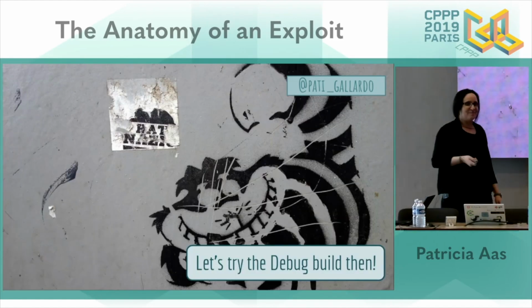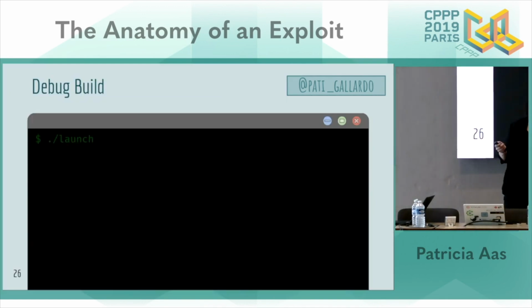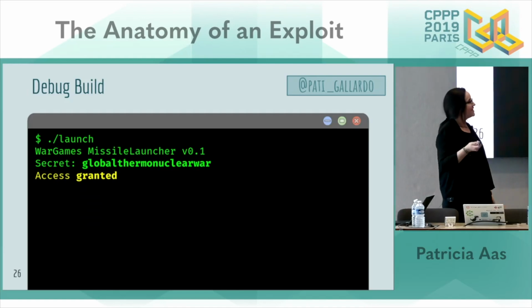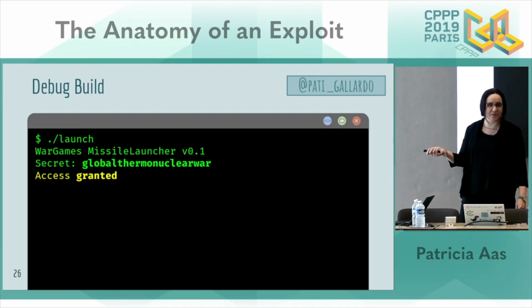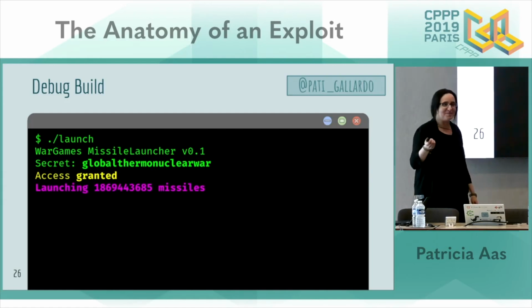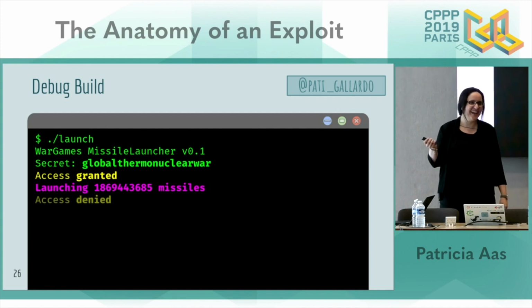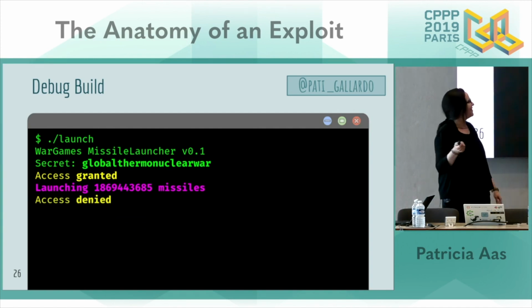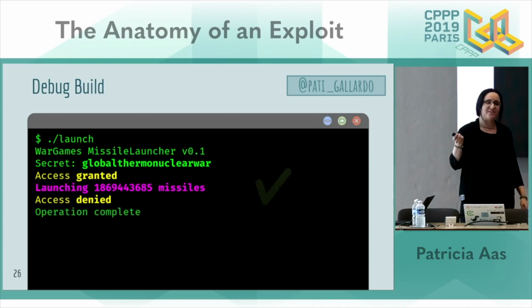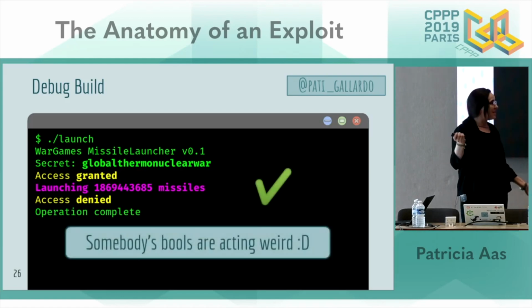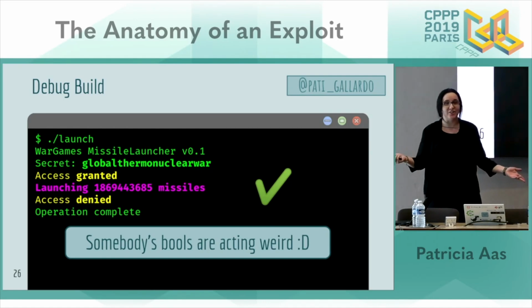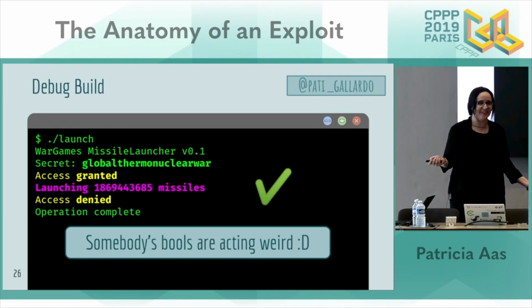But let's try the debug build then. Let's see if we can get something to work. And so in debug, if we type global thermonuclear war, we actually get access granted, launching a couple of missiles. Then we get access denied, which is weird because this was a bool, so it's both true and false. Then operation complete. And it's looking okay, but the bools are looking weird. But it at least launched the missiles, which was what we were going for, right?